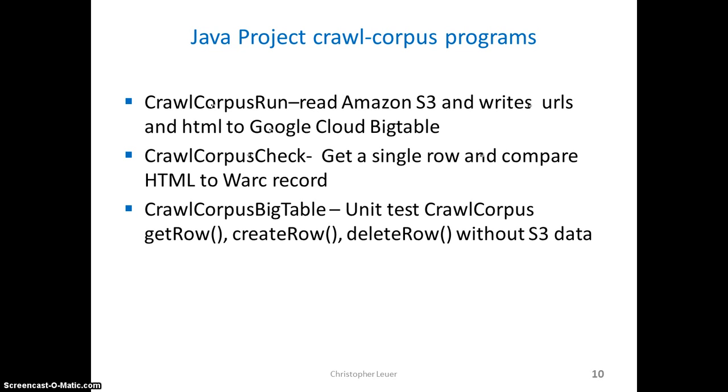And then there are 2 secondary runnables. There's the crawl corpus check, which is more than just a get implementation. It allows you to compare a work file response HTML to a Bigtable row that's been inserted, and check the hash code to see if the HTML matches. Just a way to show how the API works. The other one is just a simple unit test in crawl corpus.